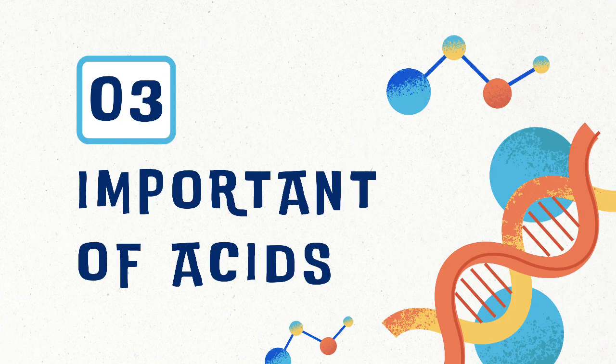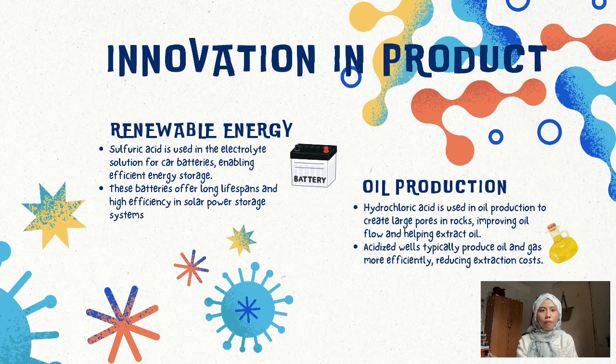In this slide, I will explain about the importance of acid. Firstly, acid can help innovation in products, for example, renewable energy and oil production. Sulfuric acid is used in the electrolyte solution for car batteries, enabling efficient energy storage. These batteries also offer long lifespans and high efficiency in solar power storage systems. For oil production, hydrochloric acid is used to create large pores in rocks, improving oil flow and helping extract oil. This typically produces oil and gas more efficiently and can reduce extraction cost.